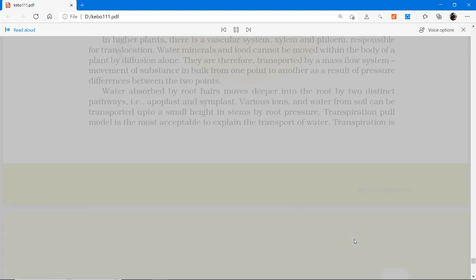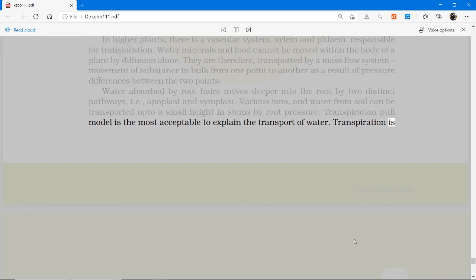In higher plants, there is a vascular system, xylem and phloem, responsible for translocation. Water, minerals and food cannot be moved within the body of a plant by diffusion alone. They are therefore transported by a mass flow system, movement of substance in bulk from one point to another as a result of pressure differences between the 2 points. Water absorbed by root hairs moves deeper into the root by 2 distinct pathways, i.e., apoplast and Simplastic. Various ions and water from soil can be transported up to a small height in stems by root pressure. Transpiration pull model is the most acceptable to explain the transport of water.